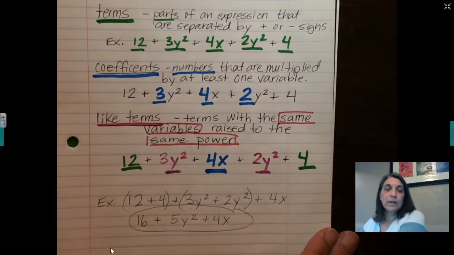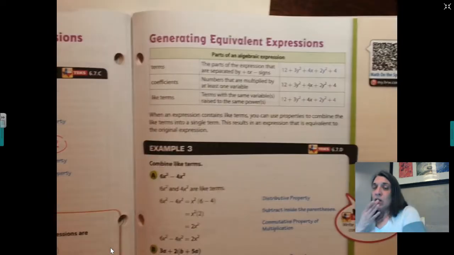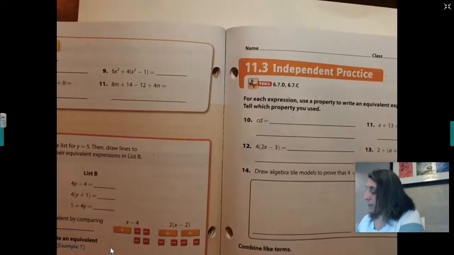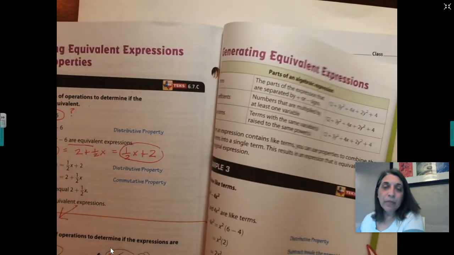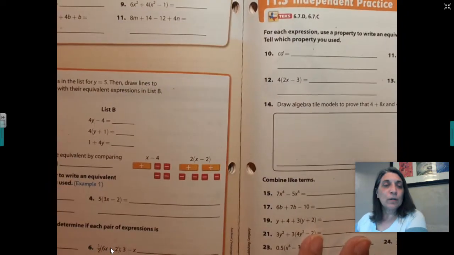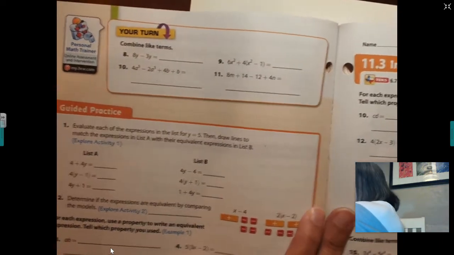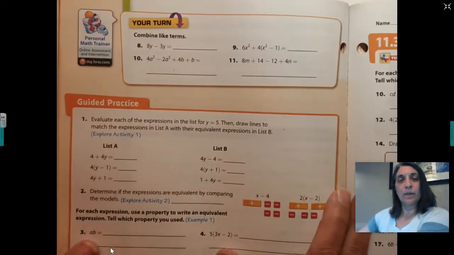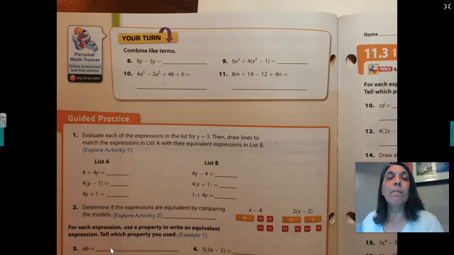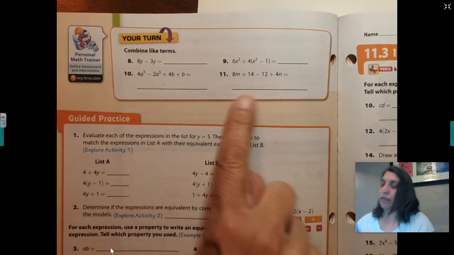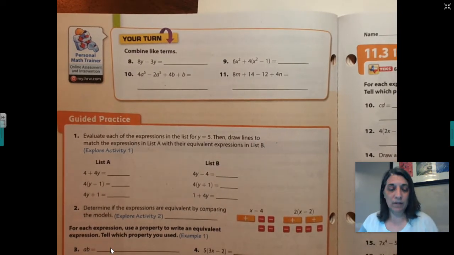So what I want you to do is pull out your book. It should still be there. And flip over to your turn on the next page. The definitions were on 311. If you flip over to, you know what, it's going to fall off my table. I'll just switch my camera. That book's falling off the edge of my dining room table. There we go. Okay, and I want you to combine the like terms on 8 through 11. So take a second, pause the video, combine them on 8 through 11, and then turn it back on when you're ready.